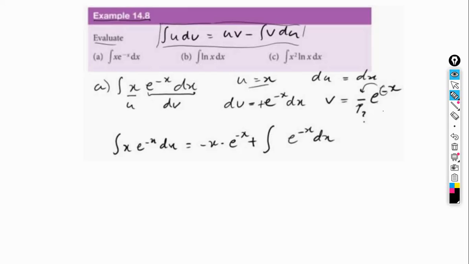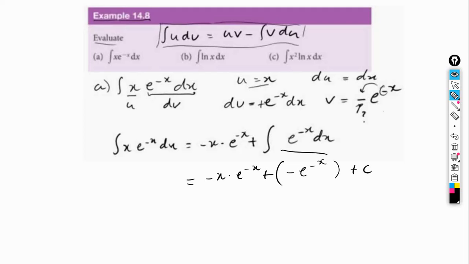And then here, from this, we obtain that this is equal to minus x times e to the minus x plus the integration of this part. Now be careful because remember that the integration of this is minus e to the minus x. And then we would have to add plus c.